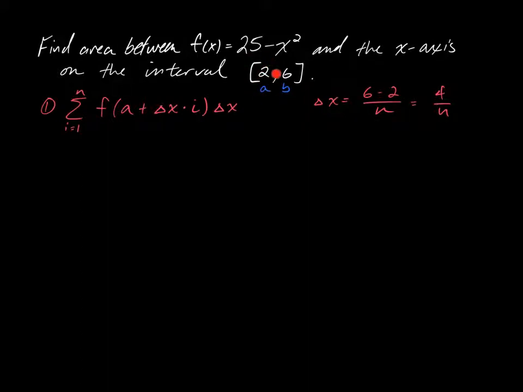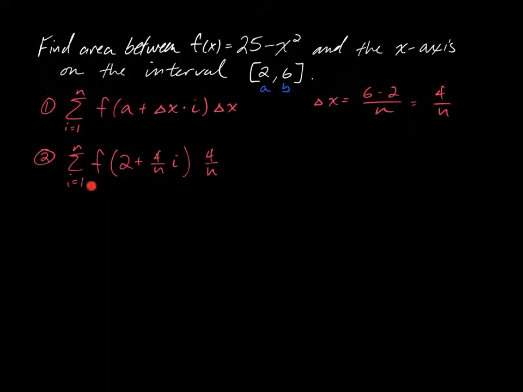So a here would be 2. And we're looking for delta x and a because that is what is in the formula here that we need. I is just I. We do not substitute anything in for I. So the next iteration of this summation looks like this. We will have the sum as I goes from 1 to n of f of, let's see, a is 2 plus 4 over n i, all of this times 4 over n.